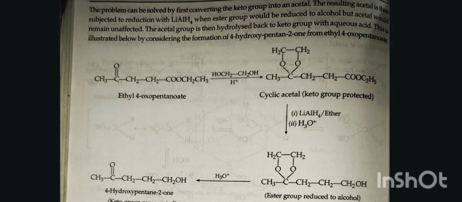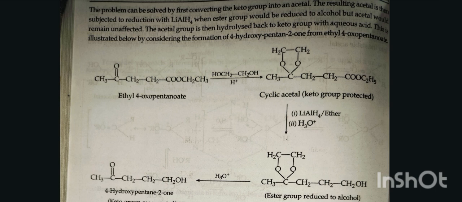The problem can be solved by first converting the keto group into an acetal. The resulting acetal is then subjected to reduction with LiAlH4, when the ester group would be reduced to alcohol, but the acetal would remain unaffected. The acetal group is then hydrolyzed back to the keto group with aqueous acid.